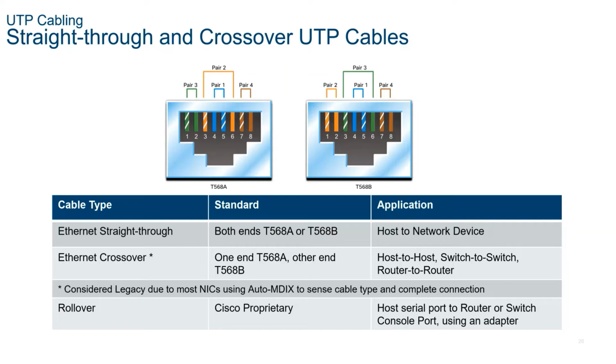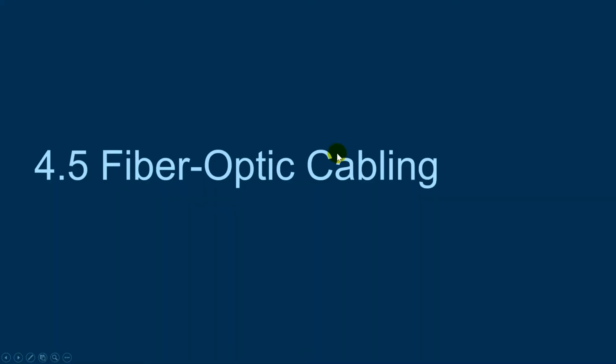Using a crossover or straight-through cable incorrectly between devices may not damage the devices, but connectivity and communications between the devices will not take place. This is a common error, and checking that the device connections are correct should be the first troubleshooting action if connectivity is not achieved. All right, so next is fiber optic cabling.